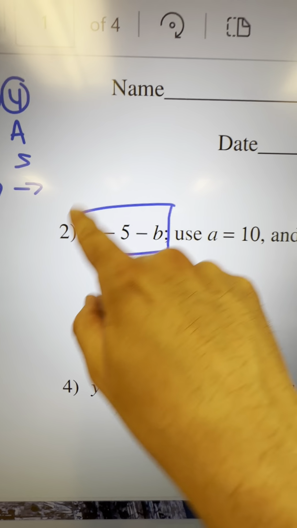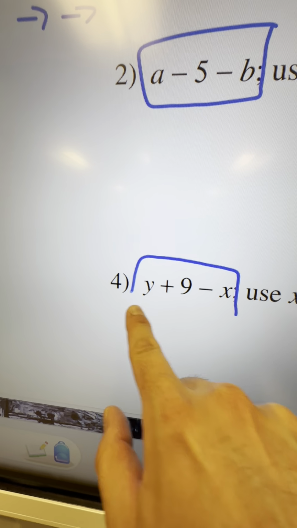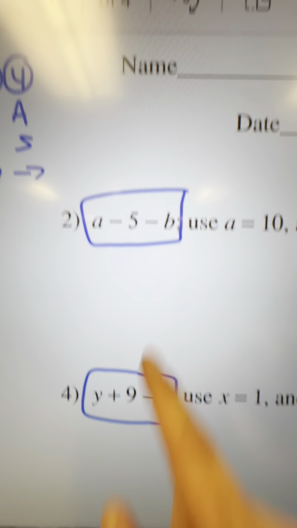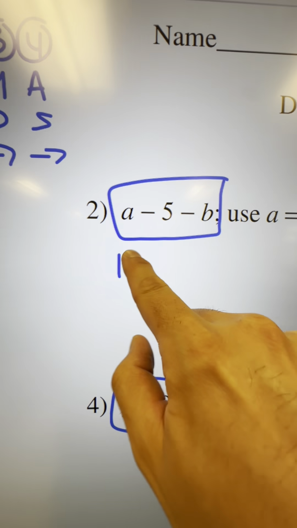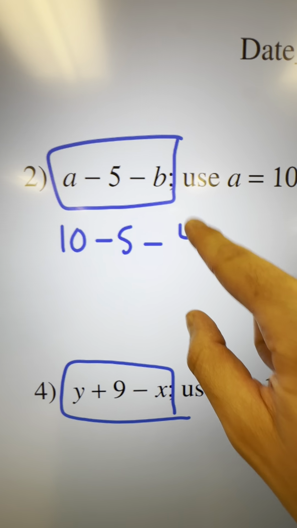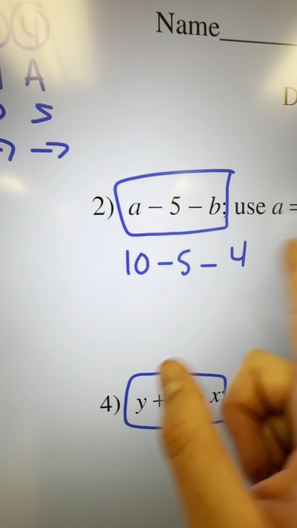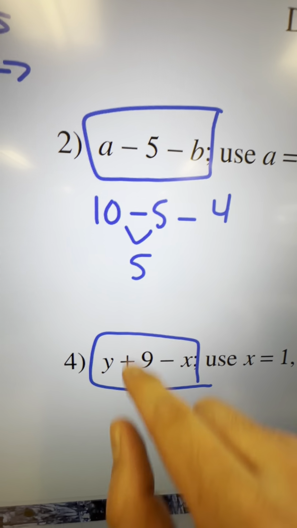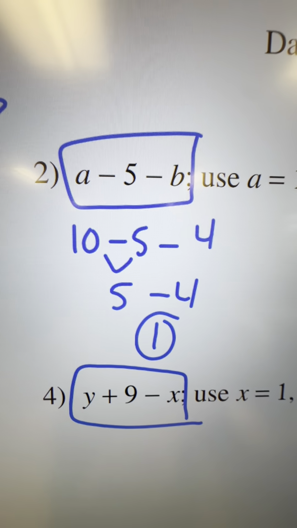Here's my next example. I just put a box around it because whenever there's a semicolon, that's pretty much separating this given information from the problem itself. So here it says A is 10. So I'm going to replace A with 10. So 10 minus 5 minus, and how much is B? B is 4. Using the order of operations, since I only have subtraction, you always work your way from left to right, which means do whatever pops up first. So in this case, I'm going to do 10 minus 5, which is 5. Bring down my minus 4, and then 5 minus 4 is equal to 1.